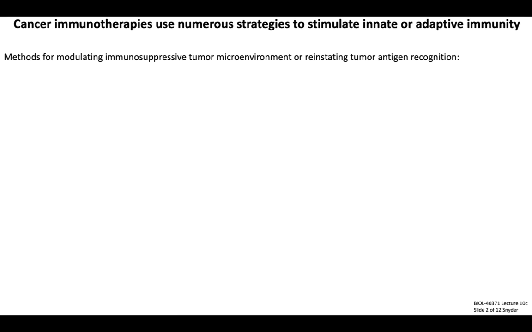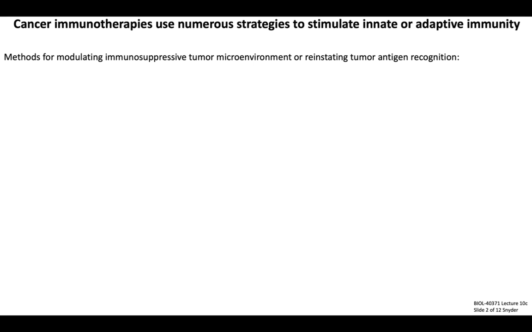There are many different types of cancer immunotherapies that try to accomplish this, and each of these functions by targeting different aspects of an immune response. Many of these strategies try to address the immunosuppressive tumor microenvironment that we talked about in the last lecture. Modulation of the tumor microenvironment may involve introducing more pro-inflammatory signals or depleting immunosuppressive cell subsets.